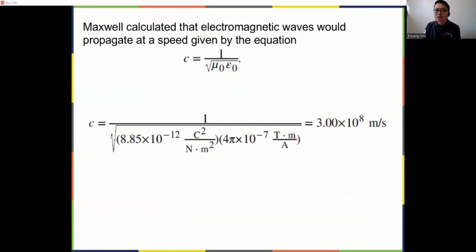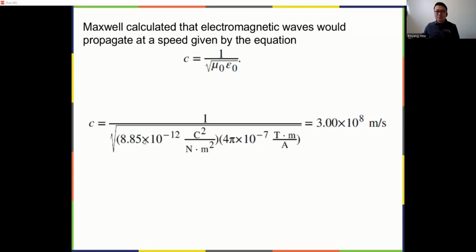Since light is also a type of electromagnetic wave, according to those four differential equations, Maxwell's equations, all electromagnetic waves travel at the same speed in vacuum. So electromagnetic waves travel at the speed of light. According to those equations, you can derive that the speed of light is determined by two constant numbers that we have seen recently, mu naught and epsilon naught.